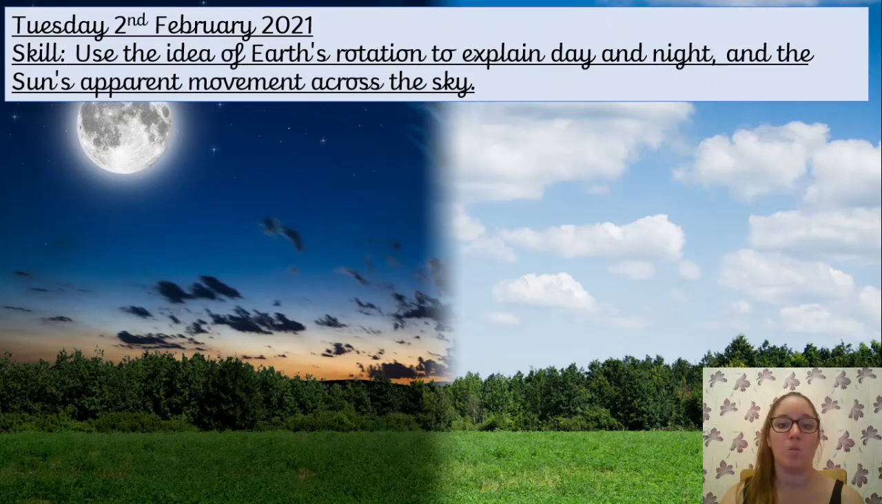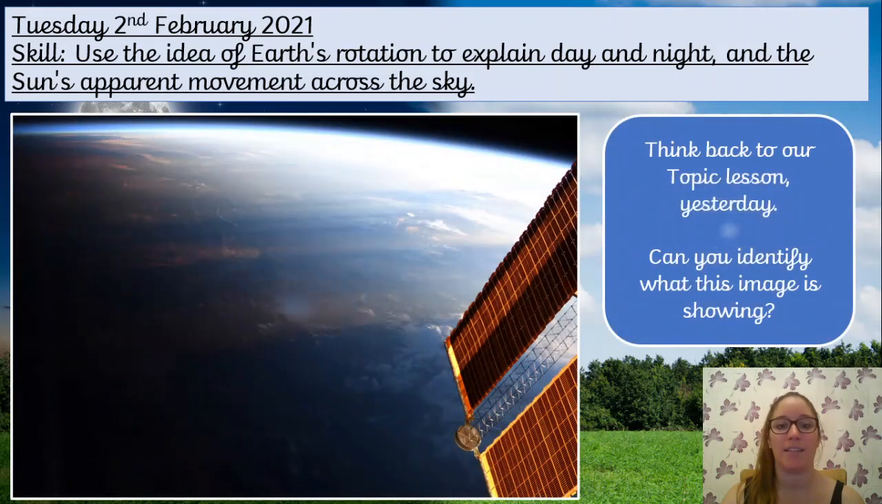Okay, and whilst you're waiting, have a look at this image. Thinking back to our topic lesson yesterday, can you identify what the image is? What can you see? Okay, have a look really closely. Okay, so straight away we can see the arm of the International Space Station.